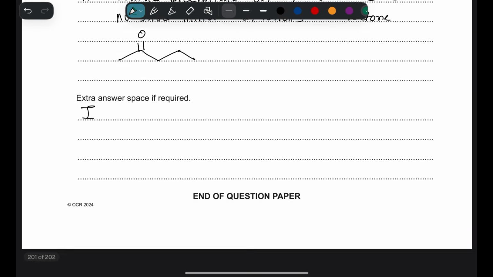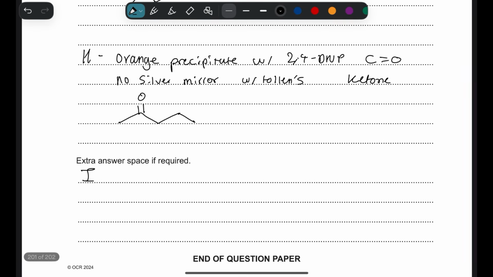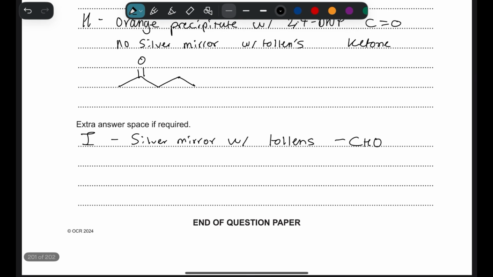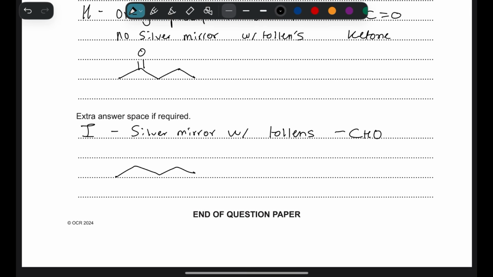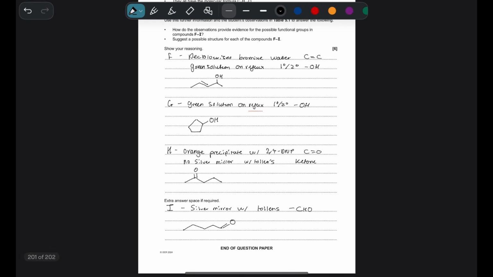Tollens reagent, silver mirror. Immediately I'm just going to say silver mirror with Tollens, and that's pretty much CHO. That's pretty much an aldehyde. So then I'm just going to draw the only aldehyde we can form from this. So that's 5 carbons and then a double bond to O. And that should be your answer for this.